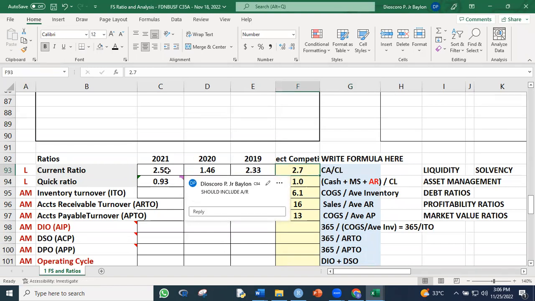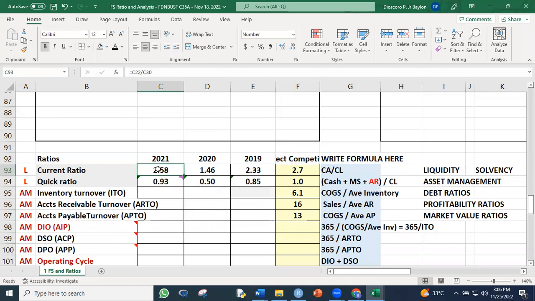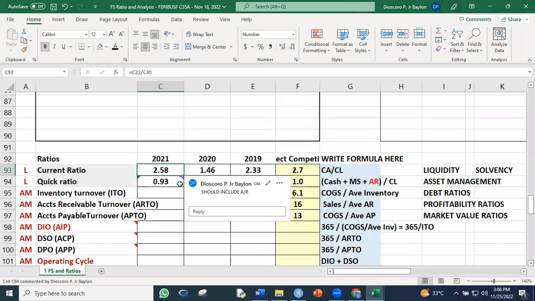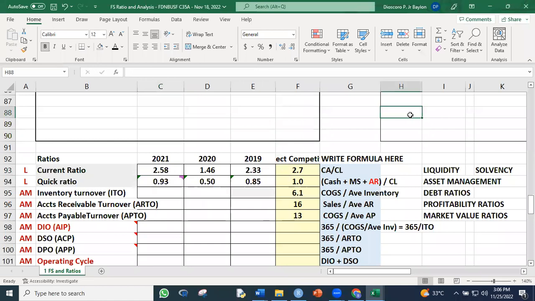However, we said that we don't stop here. We have to look at the nature of the quality of your current assets. Because maybe in our current assets, a lot of it is inventory, no? When it's inventory, it takes longer to convert into cash. So that might make the company experience shortage of cash in paying off its current obligations.